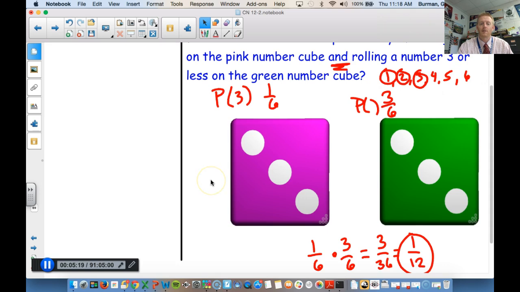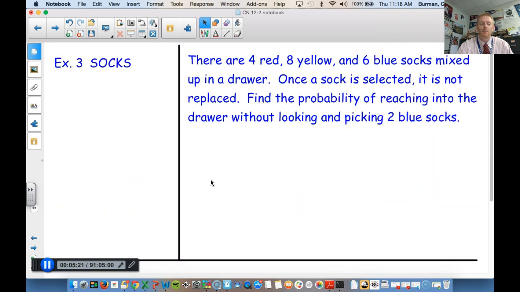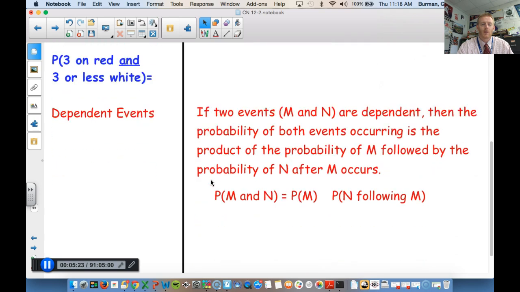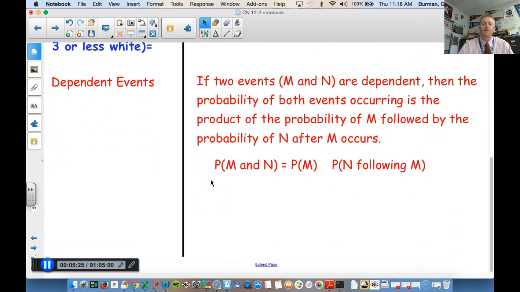Now there are other things called, let's scroll down here, dependent events. The example that we just skipped over was the exact same thing, but without being pink and green, I had them labeled as red and white. So there's this next vocabulary word of dependent events. If 2 events M and N are dependent, then the probability of both events occurring is the product of the probability of M followed by the probability of N after M happens.